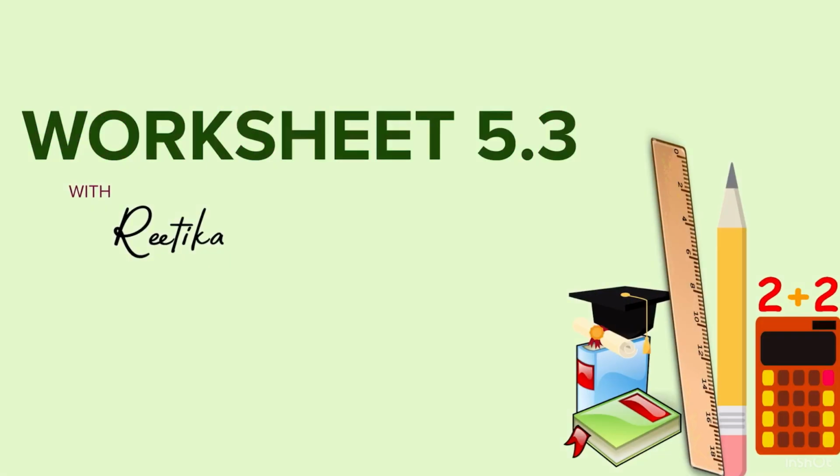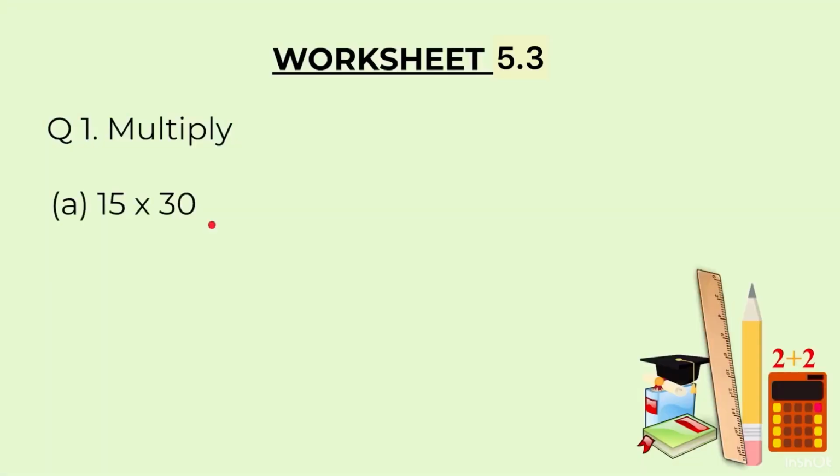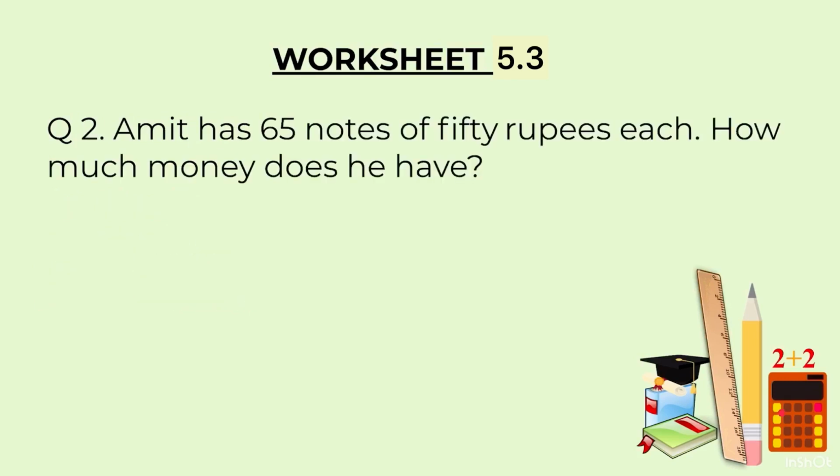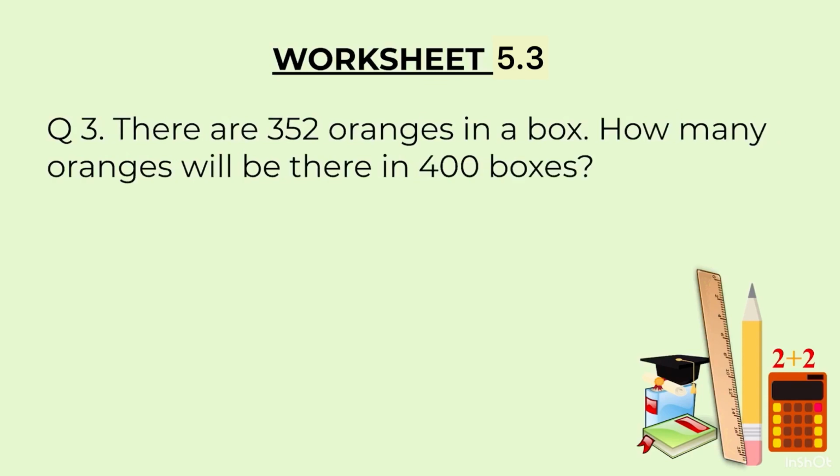Now we are ready to do a worksheet. Let us do worksheet 5.3. Multiply A part 15 into 30, B 23 into 500, C 37 into 40. Question 2. Amit has 65 notes of 50 rupees each. How much money does he have? So you will multiply 65 into 50 and find the answer.